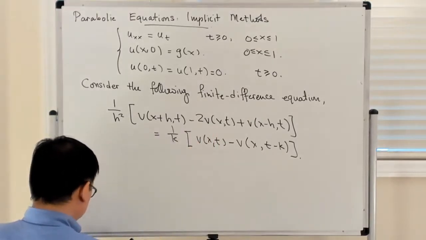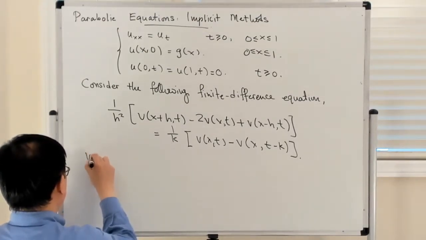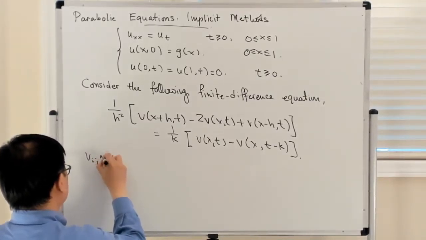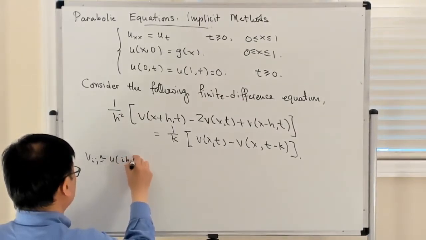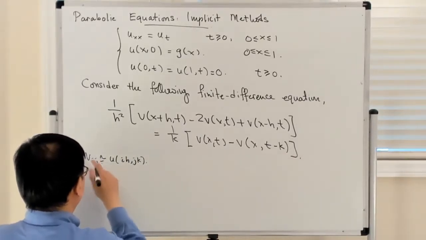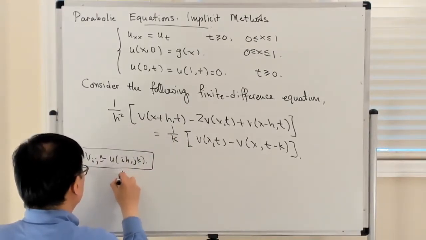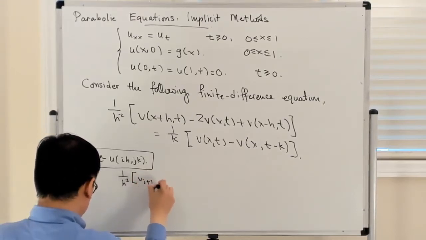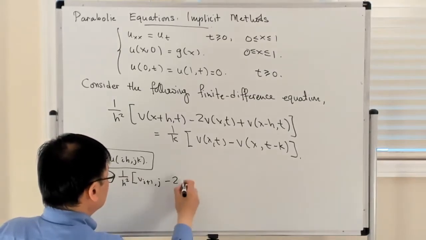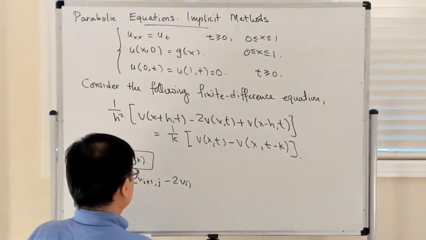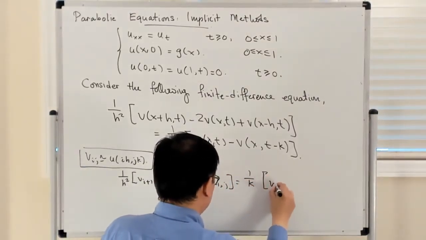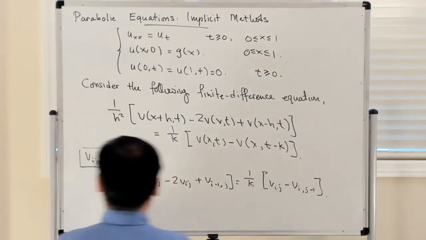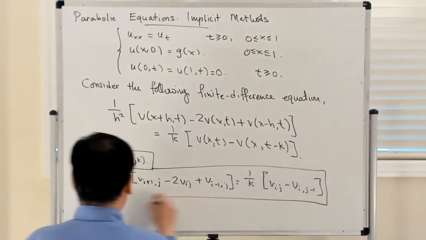So let's rewrite this in terms of the notation we had before, where you think of having some v on a lattice. Let's say that v_ij is an approximation, if you will, of u at (i times h, j times k). Okay. So with that in mind, we're going to rewrite this equation as 1 over h squared times (v_{i+1,j} minus 2v_ij plus v_{i-1,j}) is equal to 1 over k times (v_ij minus v_{i,j-1}). Okay, so I'm going to leave that here at the bottom.